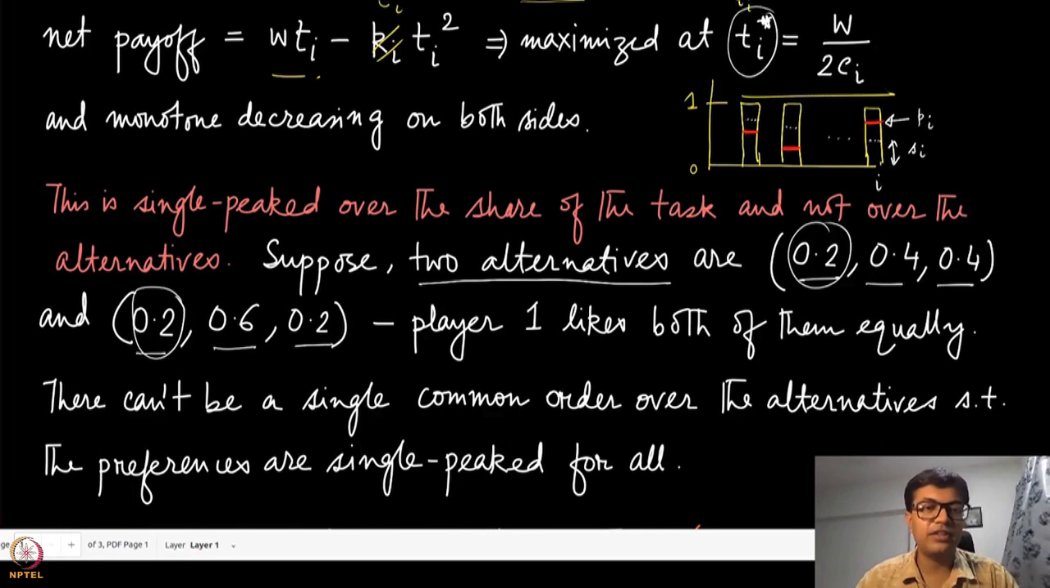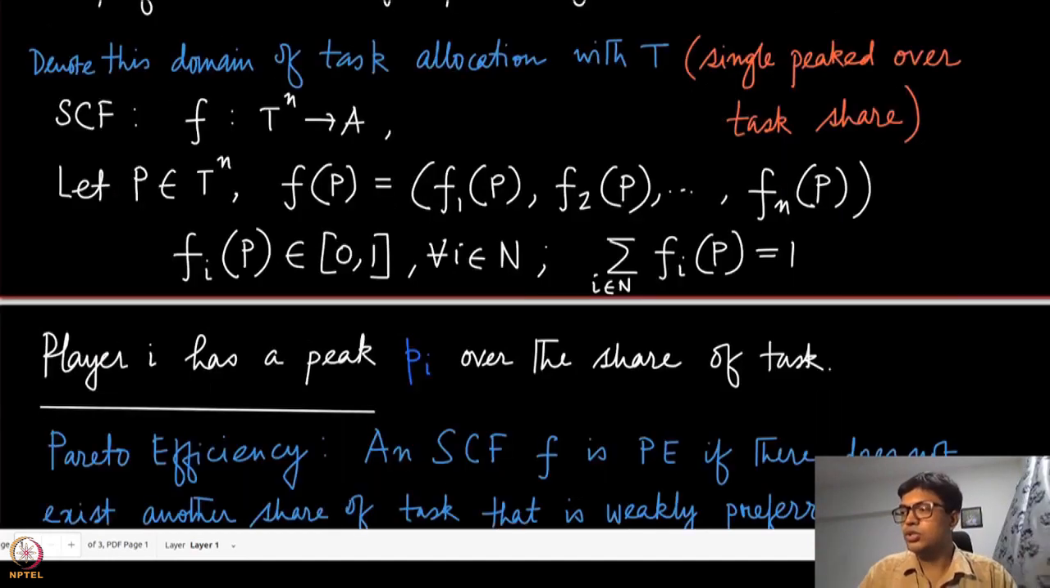So this kind of preference, two alternatives being equally preferred, is not allowed under single-peaked preferences. So this is single-peaked with respect to each of these shares, while in the earlier case we could have ordered all the alternatives in such a way that, according to that common ordering of the alternatives, people had single peaks. So we are going to denote this domain of task allocation with this notation T.